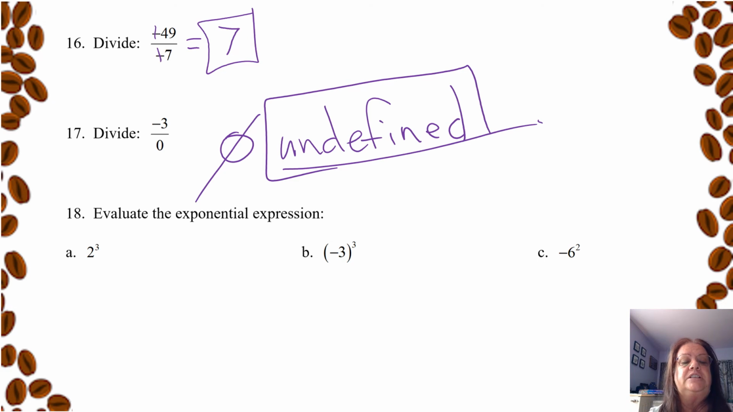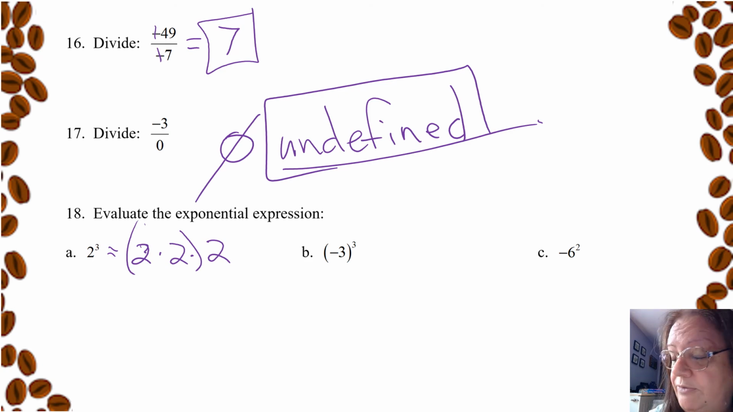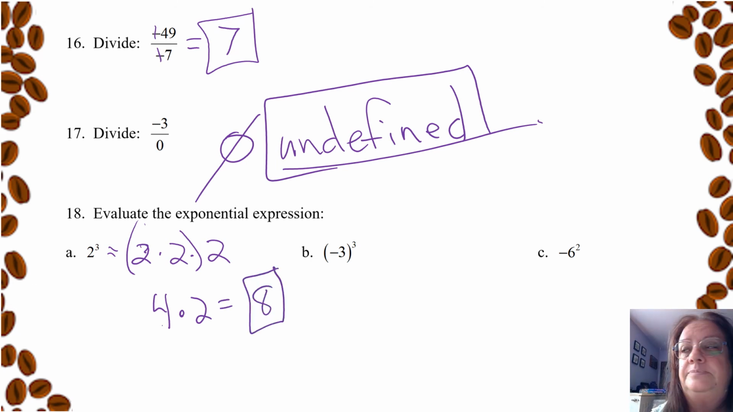All right. Evaluate the exponential expression. 2 cubed. Well, that 3, remember, means I have 2 times 2 times 2. All right. I can associate how I wish. I have freedom of association. 2 times 2 is 4. I still have another 2. 4 times 2 is 8. So that would be my answer.